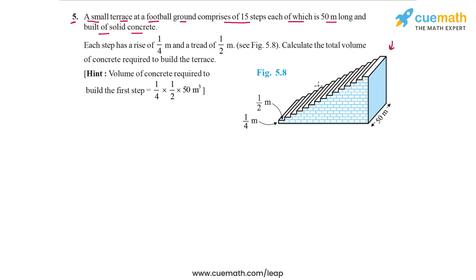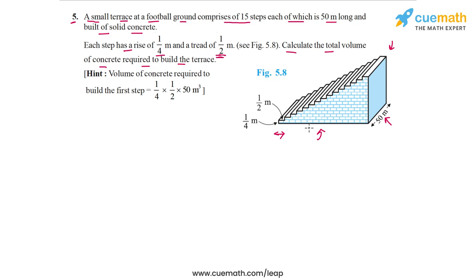So we have this terrace of steps, and the width of each step is 50 meters, which is what is shown here. And each step has a rise of 1/4 meters and a tread of 1/2 meters. So rise means the vertical extent of each step is 1/4 meters, and tread means that the horizontal extent of each step in this direction is 1/2 meters. So what we have to do is calculate the total volume of concrete required to build the terrace. So we have to calculate the total volume of this structure that you see in the figure.